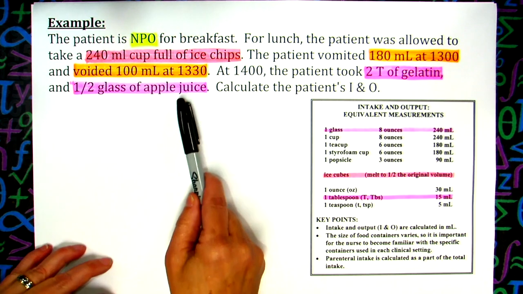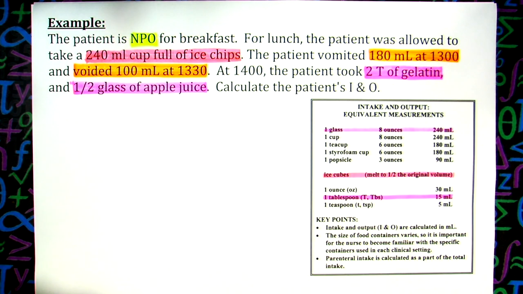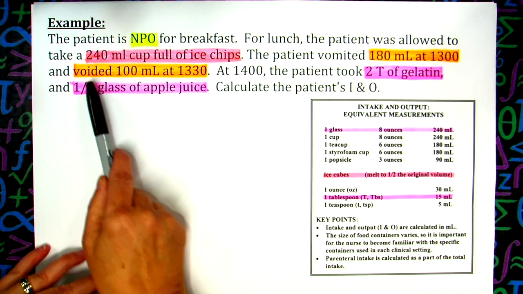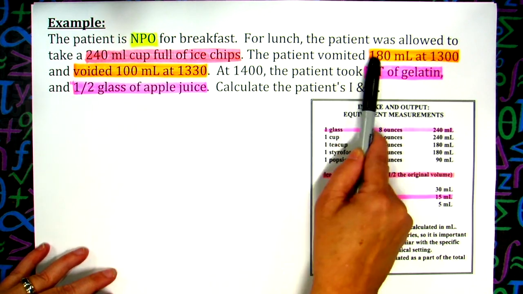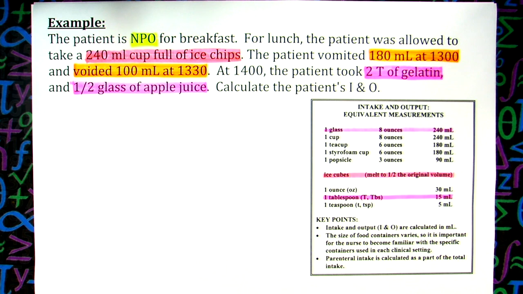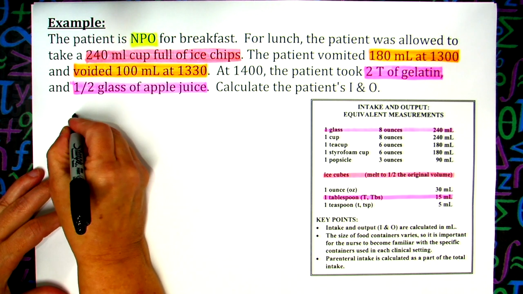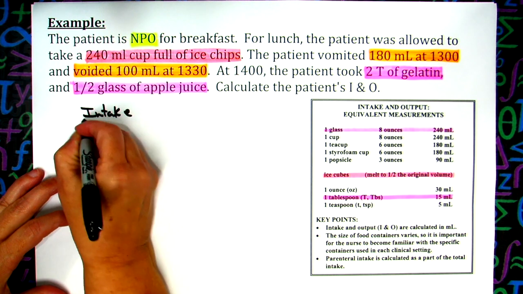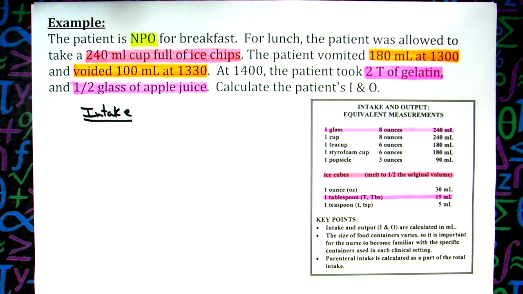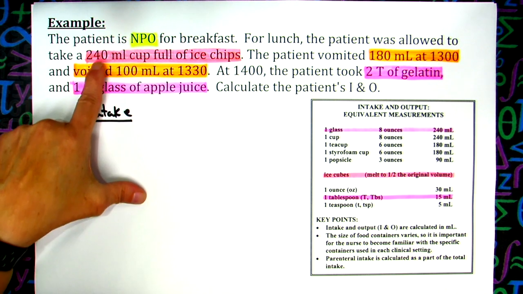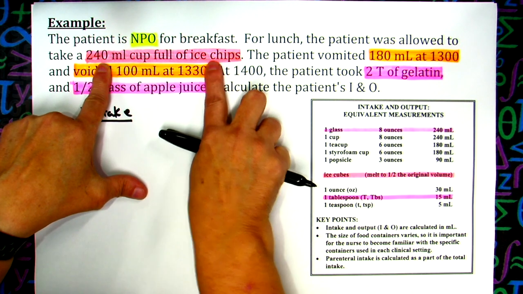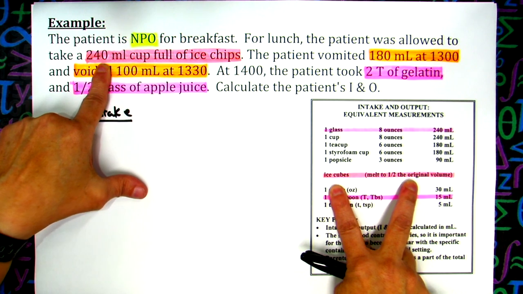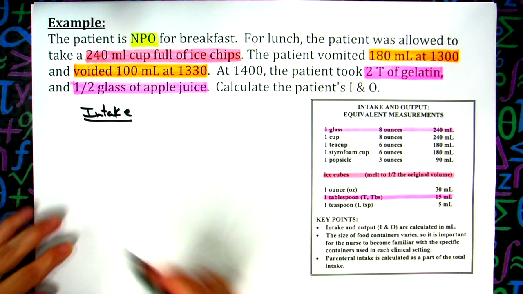Okay, so I highlighted everything that was an intake in pink. What I did on the output was in orange because you need to keep it straight. Sometimes you'll just be asked for one or the other in your questions, but this particular question asks for everything. So I'm just going to start making a list and add things up. Intake: I said all of the intake was the pink. So 240 milliliters of ice chips, but remembering we have to include only half of that. That's going to be 120 milliliters.